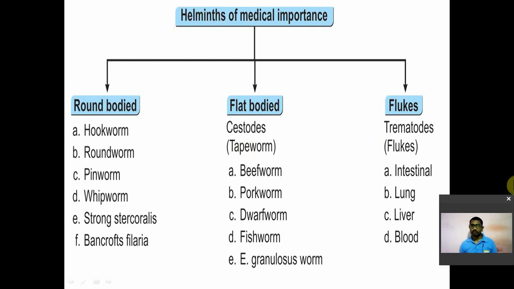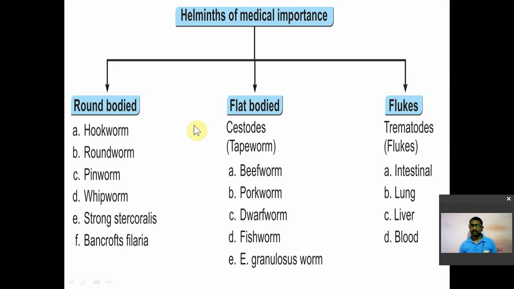Helminths means worms. So the third type of worms are nothing but the flukes, also known as trematodes. They have a fluke-like structure. They are intestinal flukes, lung flukes, liver flukes, and blood flukes. So basically these are the classifications of the different helminths or worms that normally affect humans. The first is nematodes, the second is cestodes, and the third is trematodes.